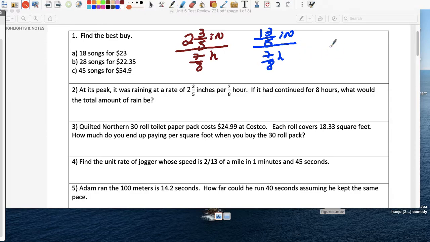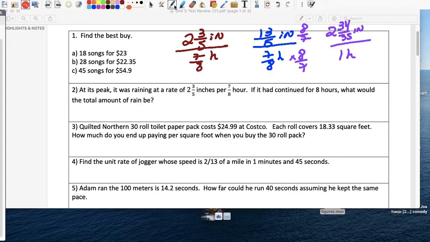Now we're going to change this to how much rain it gets in 1 hour. So we multiply by the reciprocal. That's why I changed that to an improper fraction here, because it's so much easier to multiply than multiply by a whole number. So at the bottom is just 1, and on top we get 13 over 5, times 8 over 7, and we get 2 and 34 over 35. So we get 2 34/35 inches of rain in 1 hour.